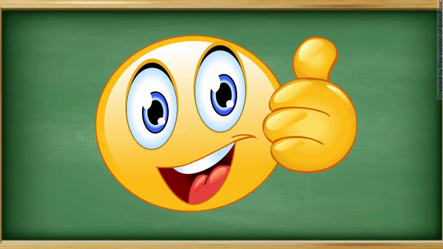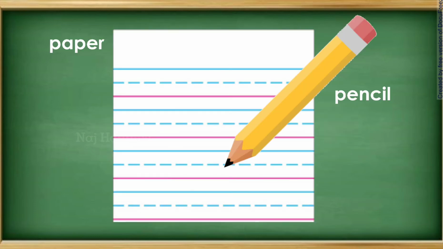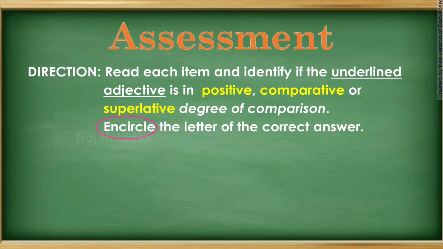You are almost at the finish line of our lesson. Congratulations! You now have a clear understanding of the different degrees of adjectives that we can use in making up sentences. Get a paper and a pencil. Write down your answers. Direction. Read each item and identify if the underlined adjective is in positive, comparative, or superlative degree of comparison. Encircle the letter of the correct answer.